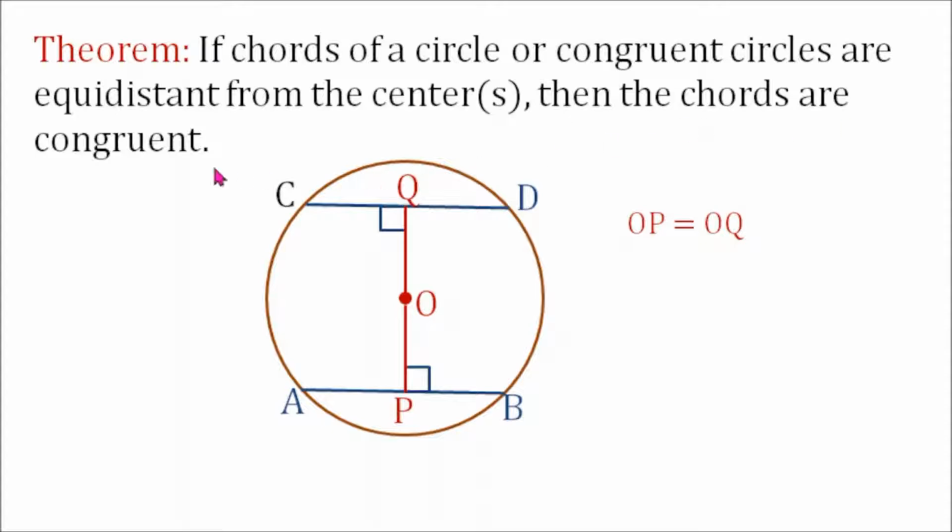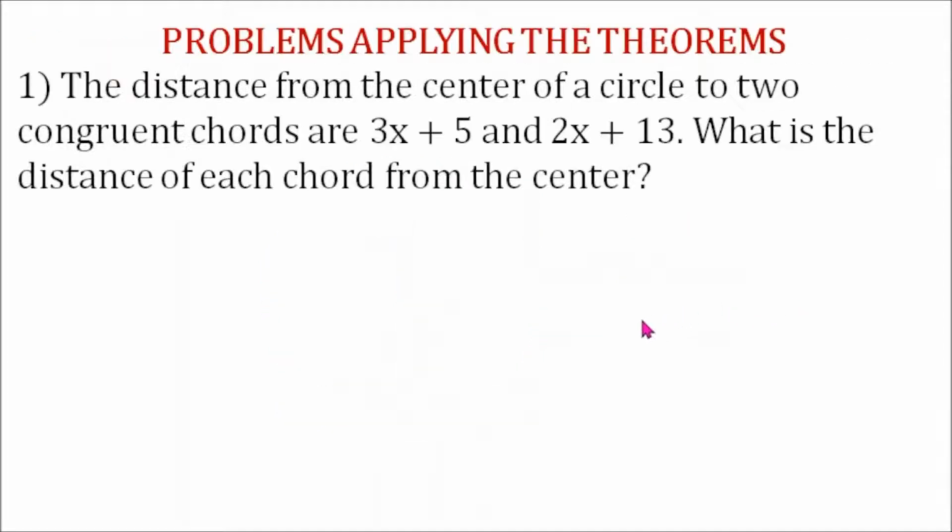The third theorem here is: if chords of a circle or congruent circles are equidistant from the center, then the chords are congruent. So it's given here that OP equals OQ. So it follows that the 2 chords AB and CD are congruent. So we can write line segment AB is congruent to line segment CD. Now we are going to do problems applying the theorems.